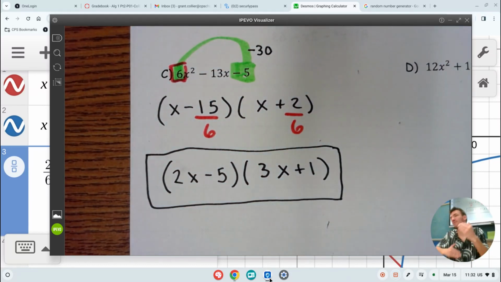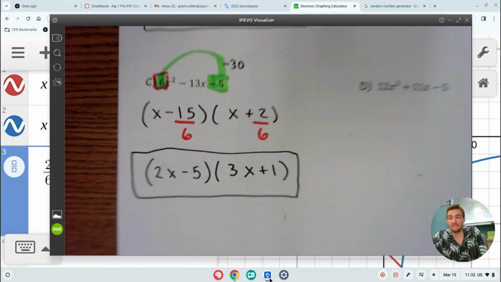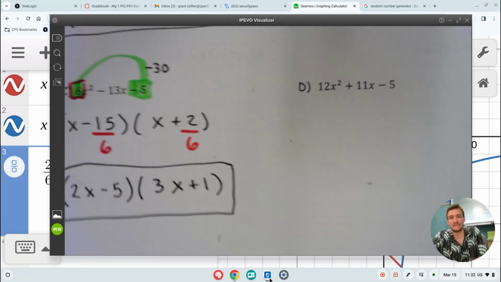And I hope already you're starting to feel more comfortable with this. I hope already you're feeling like these questions are kind of repetitive and we're doing the same process. It's just a more complicated process than before.